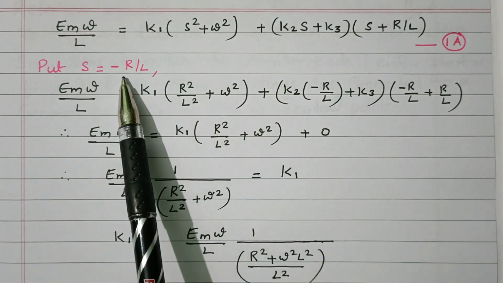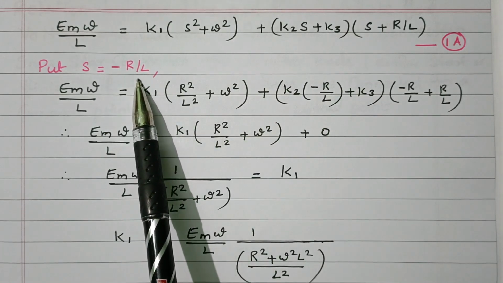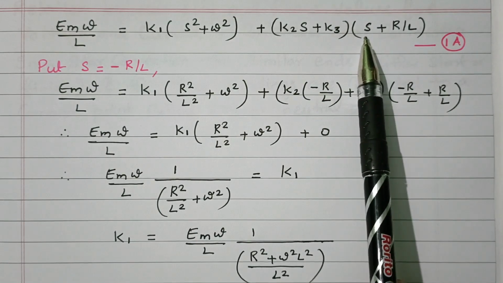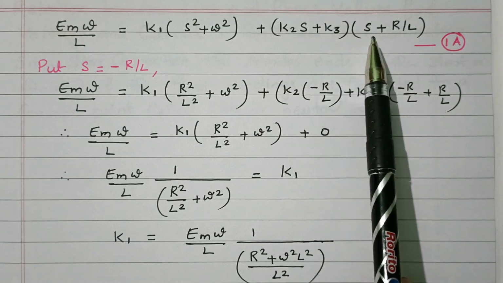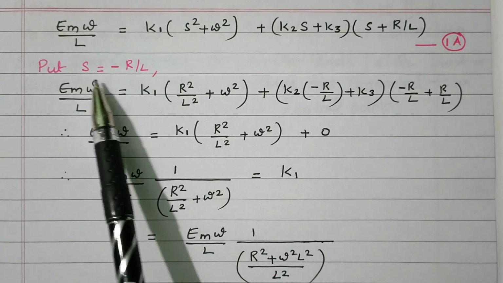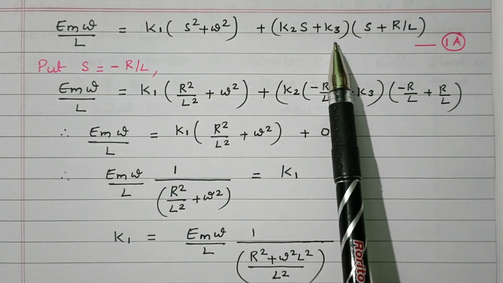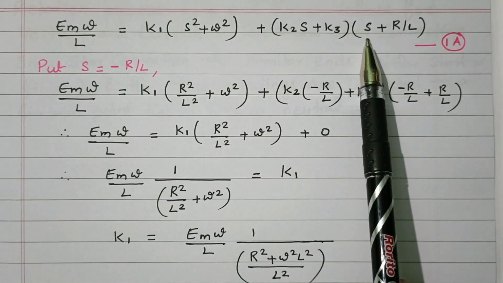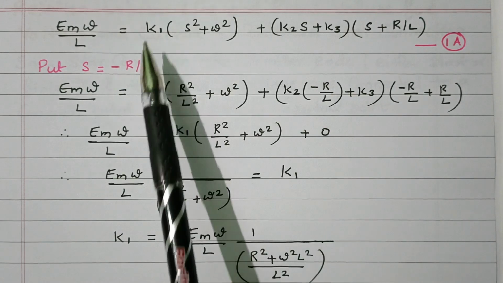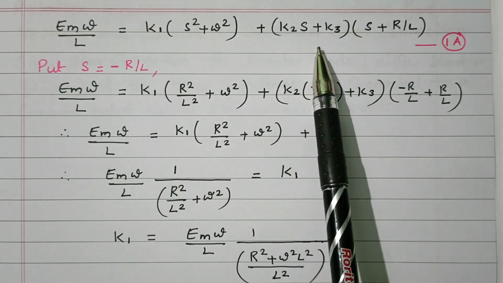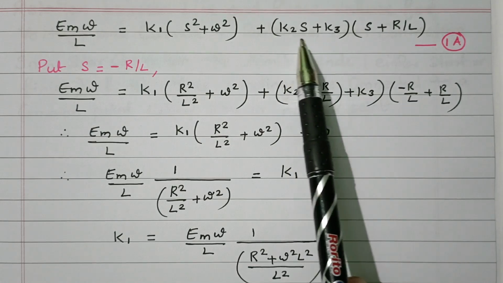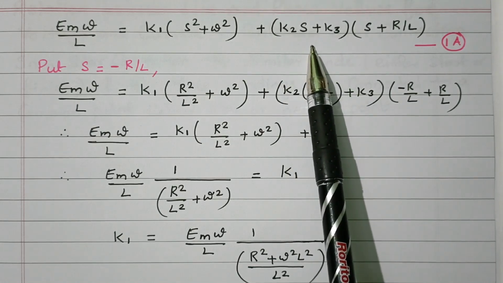By substituting the value of s equal to minus R by L, see here plus R by L is there. If we substitute s equal to minus R by L, this term is cancelled and becomes 0, so that we can easily calculate K1. So we need to identify the s value such that this term becomes 0. So s equal to minus R by L means this term becomes 0, and then we can find K1. K2 and K3 we can find by equating the coefficients, because here K2 and K3 both are available, so it is better to go for coefficients.